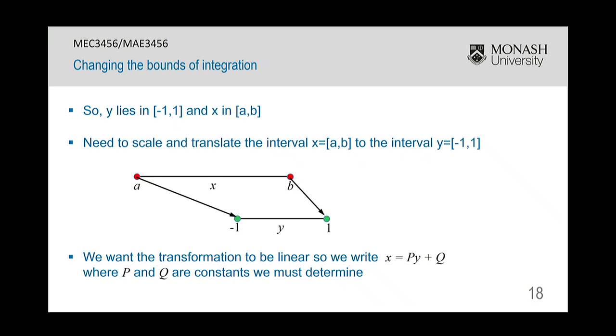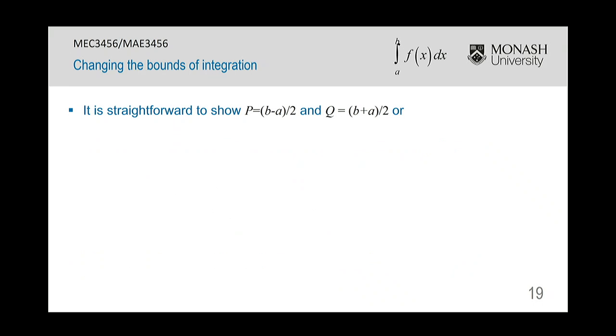So first of all we want the transformation to be linear. We're just going to do a linear transformation here. So we're going to say that x and y are related by some kind of linear relationship. x is equal to py plus q, where p and q are constants that we must determine. I'm not going to go through this in this video, but it's straightforward to show that p is equal to (b minus a)/2, and that q is equal to (b plus a)/2. Or x is equal to 1/2 [(b plus a) plus (b minus a)y]. That's the coordinate transformation that we want.